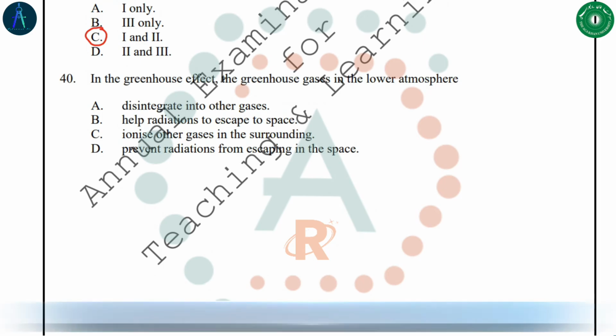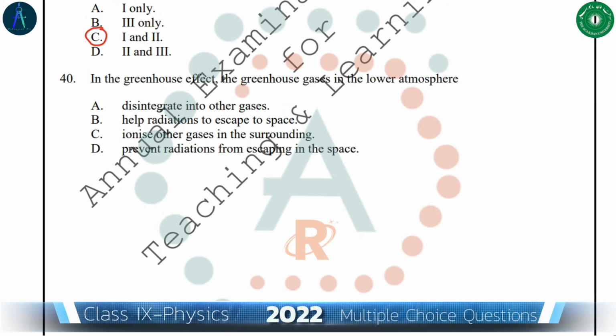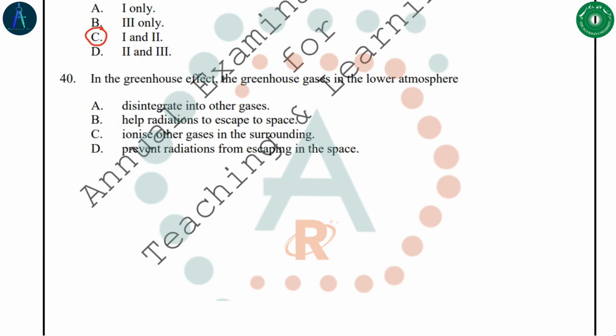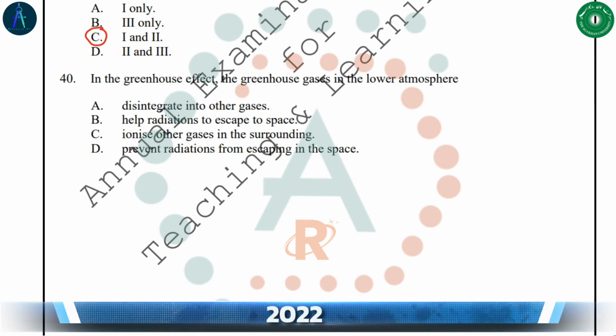Then we have question number 40. In the greenhouse effect, the greenhouse gases in the lower atmosphere will disintegrate into other gases, help radiation to escape to space, ionize the other gases in the surrounding, or prevent radiation from escaping to space. So option D is the right answer.